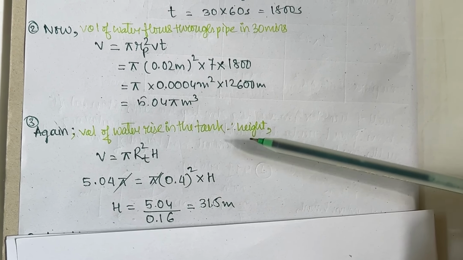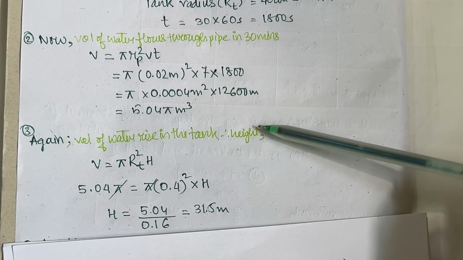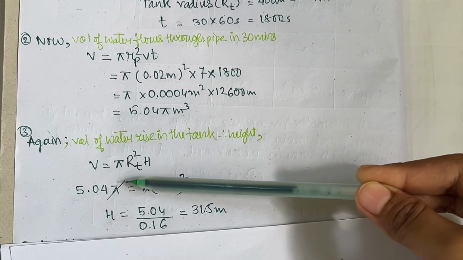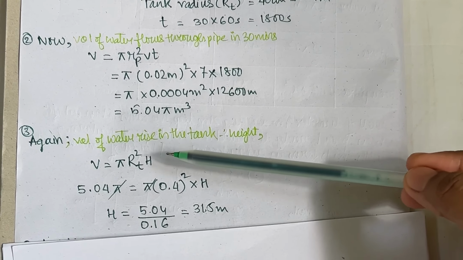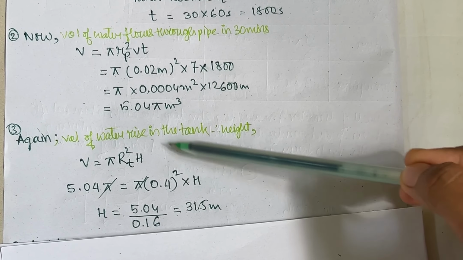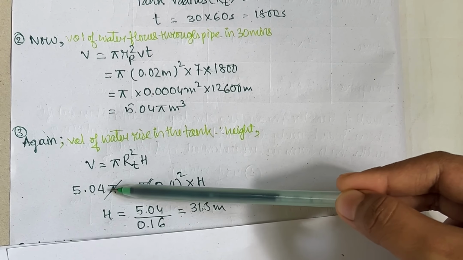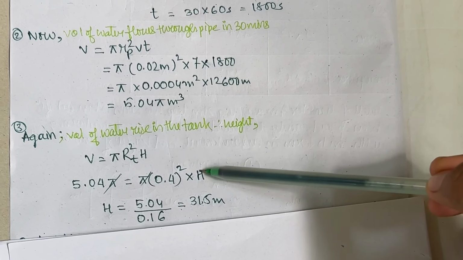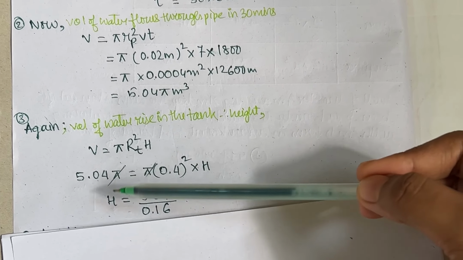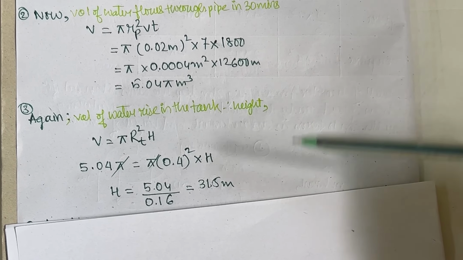Again for the third step, for the volume of water rise in the tank, we have to find the height. That is V is equal to pi RT square, here RT is the tank radius, into height. Putting the values, we get pi into 0.4 square into h. We can cancel out the pi and simplify, and we get 31.5 meter.